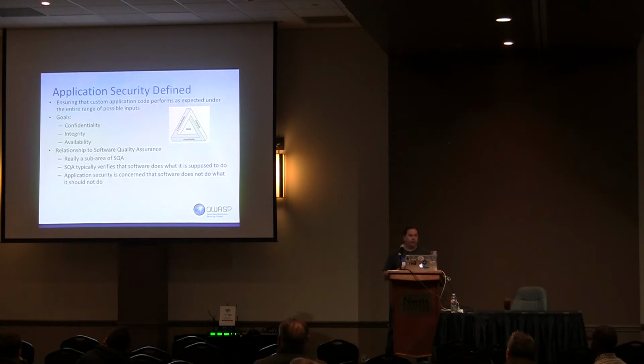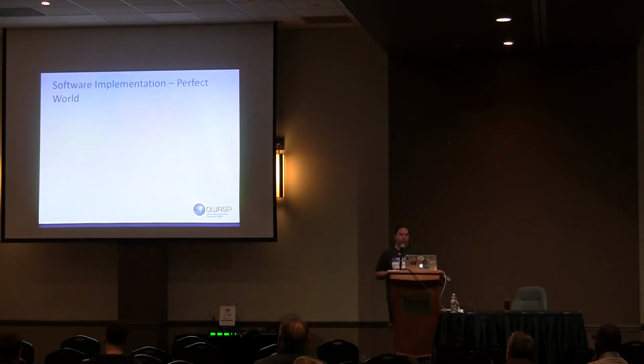SQA typically focuses on verifying that the software does what it's supposed to do. Right? Here's the list of all the features and functionality that I expect from this. And then application security is, does the software do something that it shouldn't? Right? And if we're good hackers, we're able to make it do all sorts of things. So in a perfect world, it looks something like this. The intended functionality and the actual functionality directly overlap.